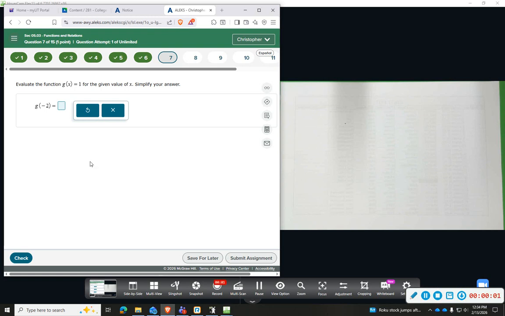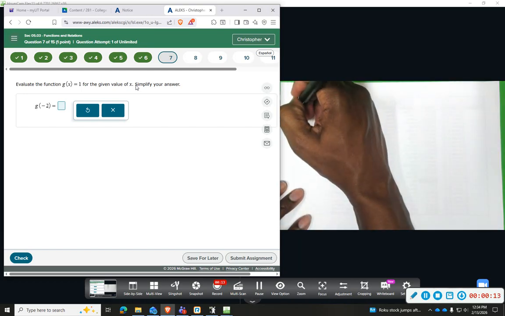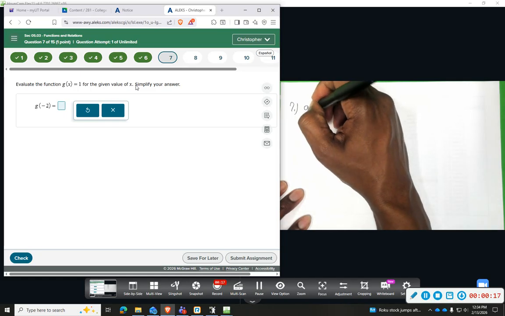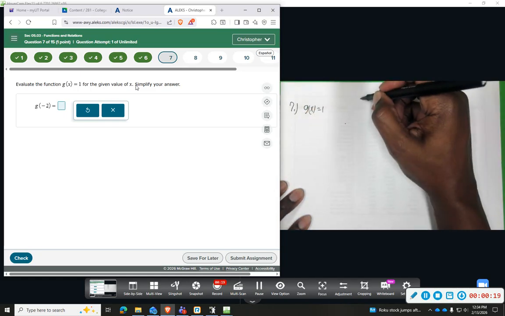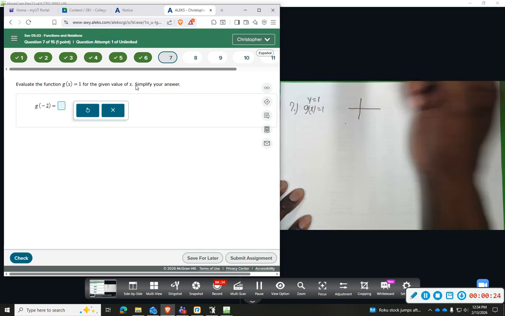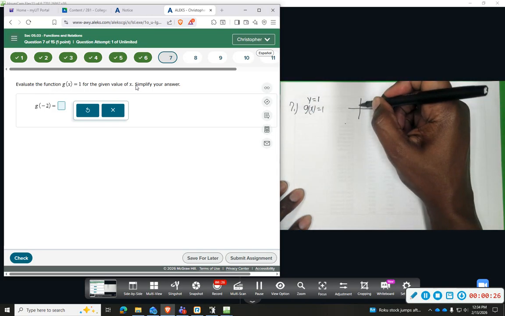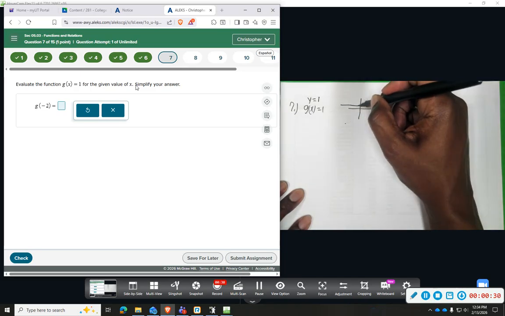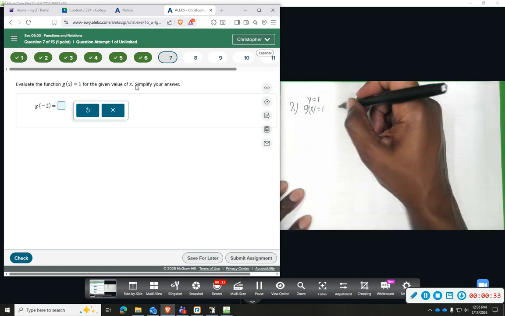All right, number 7, we want to evaluate the function g of x equals 1 for the given value of x. So what you notice here is that g of x is just a constant function. If you were to graph this, this is basically the same thing as saying y equals 1. So you would go to the y-axis at 1, and it would just be a horizontal line, graph straight across.